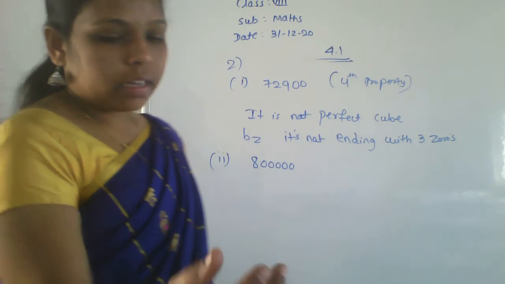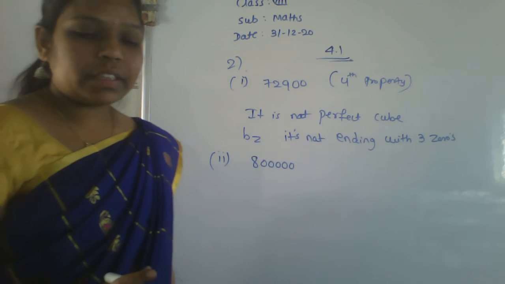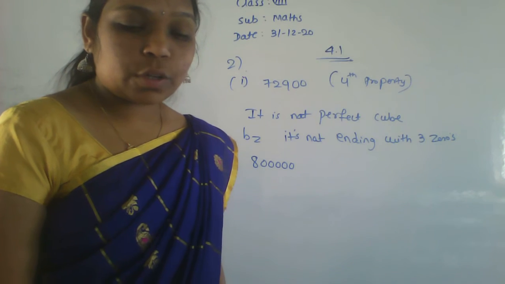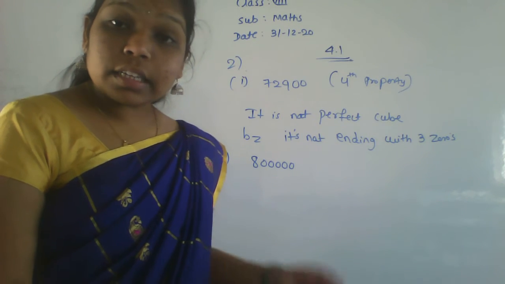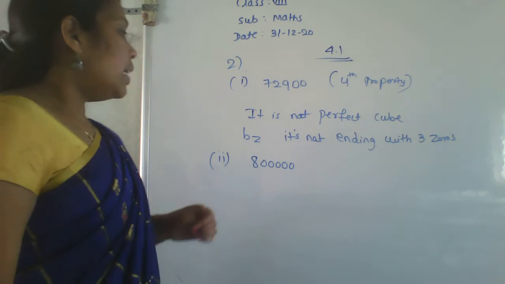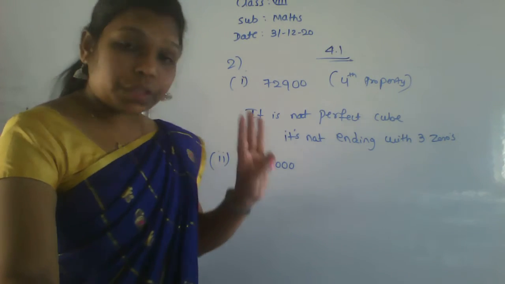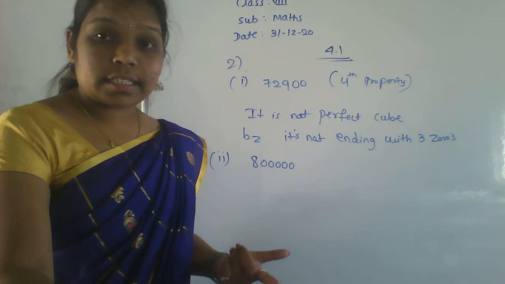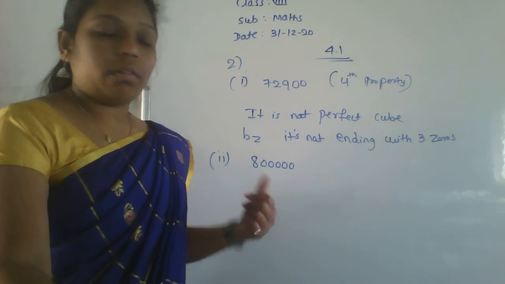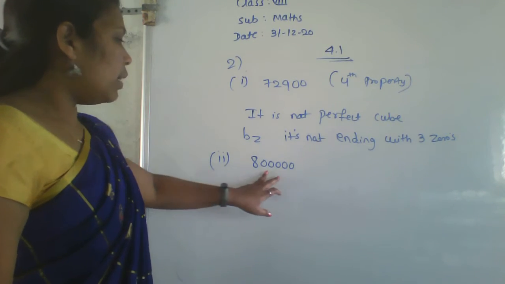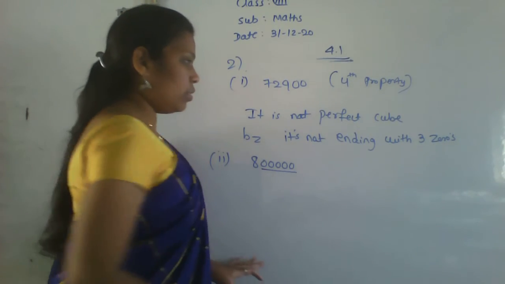Okay, see here. If a number ends with n zeros, then its cube will end with 3n zeros. Okay, here we must get 3 zeros, otherwise 6 zeros. Then only it is a cube. Here we are having only 5 zeros, right?